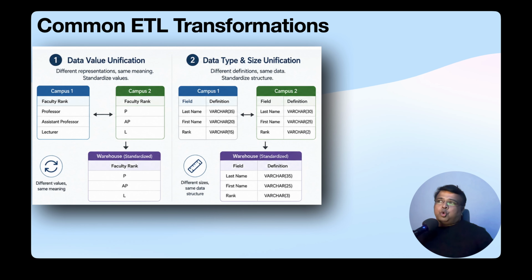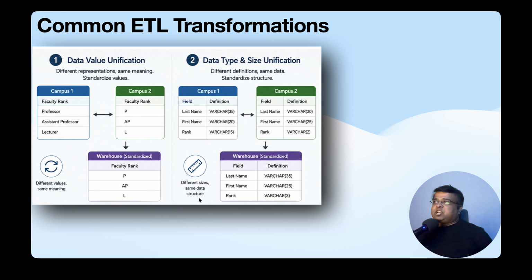Now obviously we don't want users dealing with multiple versions of what is essentially the same data set. So during the transformation we standardize the field definitions. Maybe we'll allow 35 characters in last name, 25 in first name and 3 characters in the rank. The exact sizes that you choose here may vary, but the important thing is they should be consistent in both campuses. No matter how the source system originally stored the data, the warehouse ends up using one unified structure.